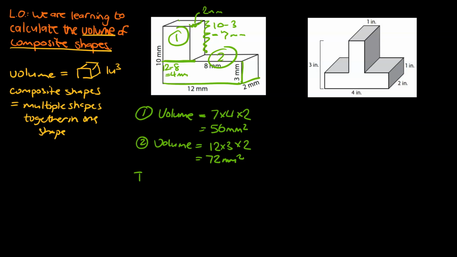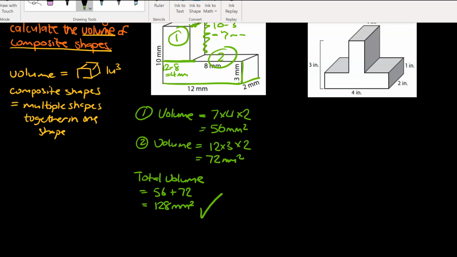From there, we find the total volume. I said area, but I did mean volume. That's going to be equal to the 56 for part 1 plus the 72 for part 2. When we add those together, 56 plus 72, I just used my calculator to help me get that. That's 128 millimeters cubed. So well done. Hopefully you got that as your total volume for that composite shape.